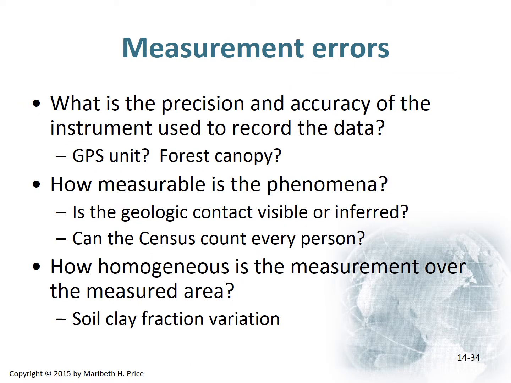Measurement errors. Consider the precision and accuracy of the instrumentation used to record the data, such as a GPS unit, or trying to get elevation data with LiDAR under heavy forest canopy. How did you measure the phenomena? In other words, if you have a geological contact, was it something that's visible or did you just assume it to be there? Just like with census data, was it something that was counted or was it estimated? How homogeneous is the measurement over the measured area? Some properties change dramatically in very short order, others are very stable across larger geographic areas. Understanding all of these can impact how much error occurs.